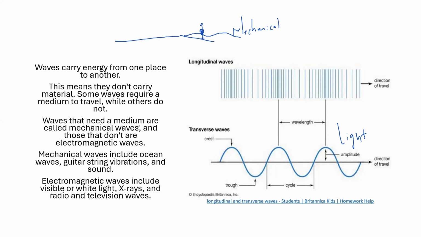Electromagnetic waves include something that is really important for human beings, and that's called visible or white light. Also, we have other categories to exemplify this type of waves. We have the X-rays that are used to see through our body. We also have radio and television waves. Radio waves are normally used in communication. Okay, let's go to the next slide.